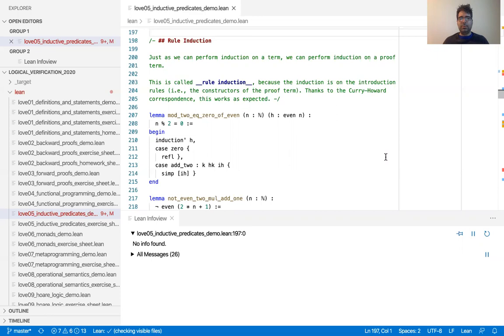Okay, so now we're going to discover a technique called rule induction that allows us to perform proofs based on an inductive predicate. And the good news is that rule induction is really just the same as a structural induction on an inductive type, right? Because inductive predicate and inductive type are the same thing, then rule induction and structural induction are the same thing.